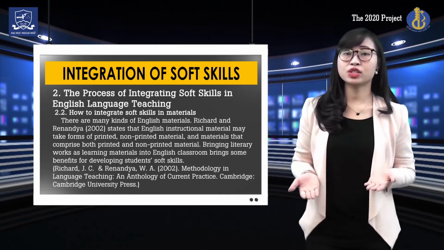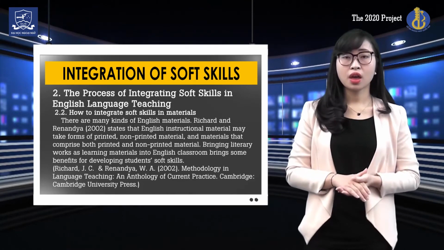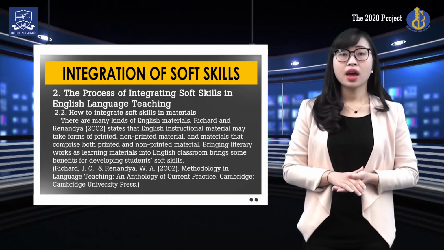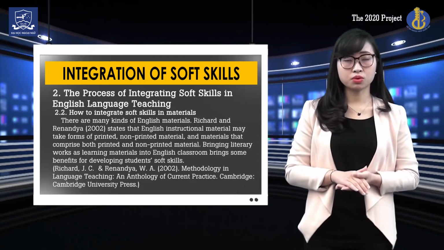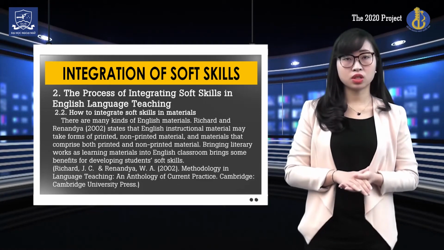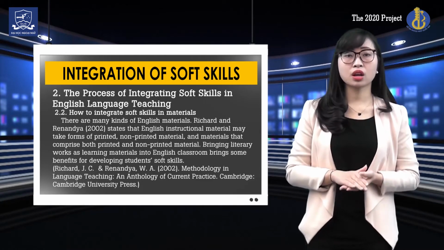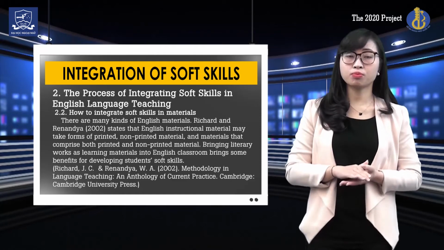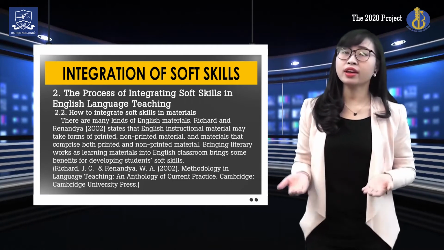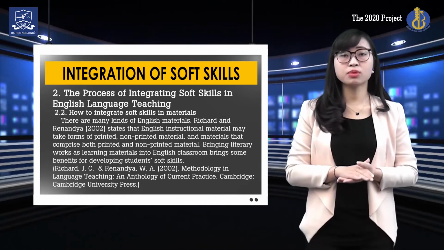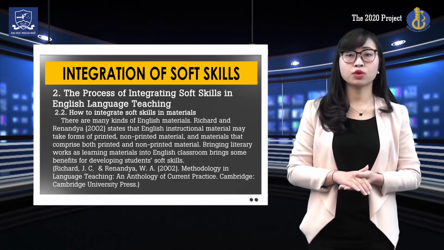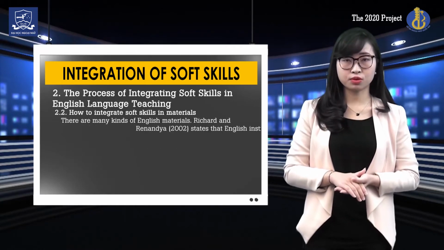There are many kinds of English materials. Richards and Renandya stated that English instructional material may take the forms of printed, non-printed material, and materials that comprise both printed and non-printed ones. And bringing literary works as learning materials into the English classroom brings some benefits for developing students' soft skills.